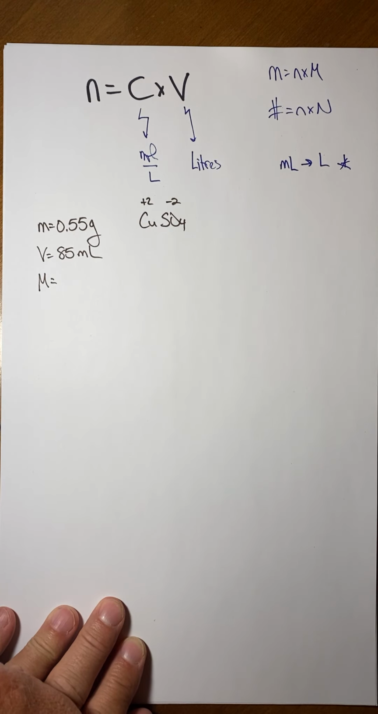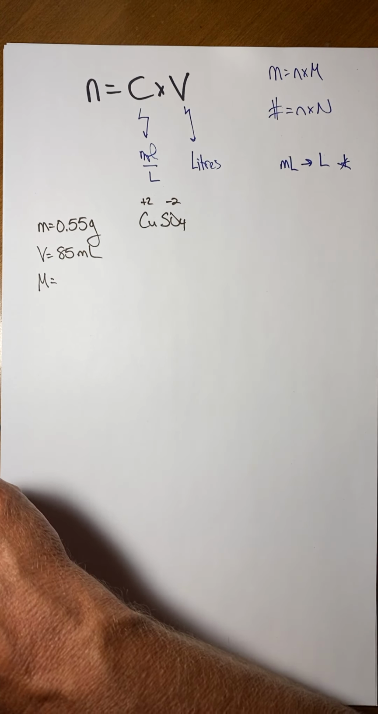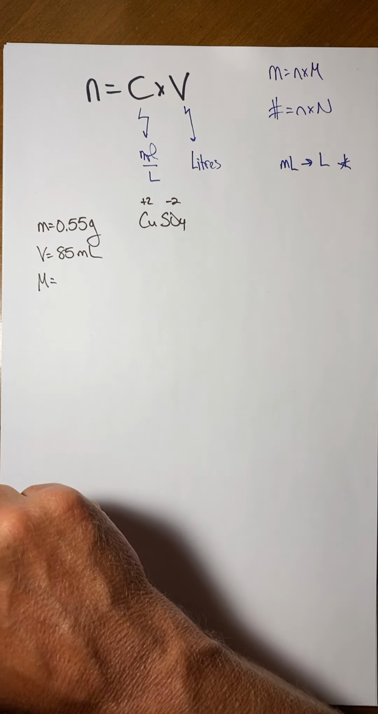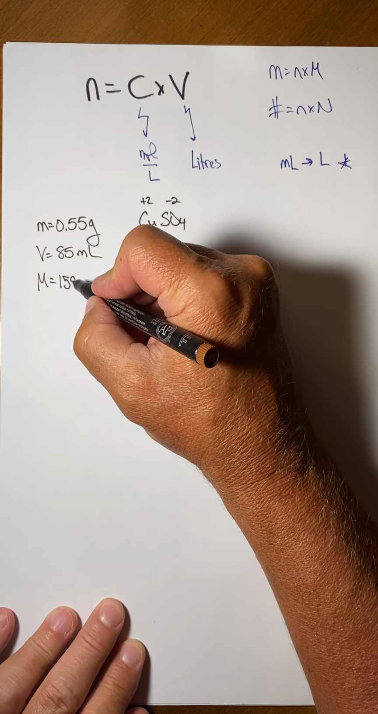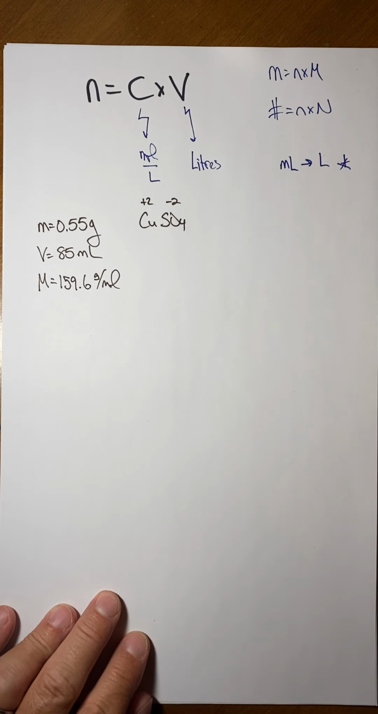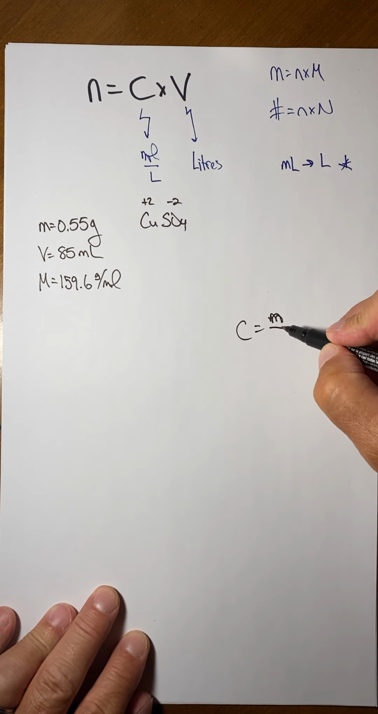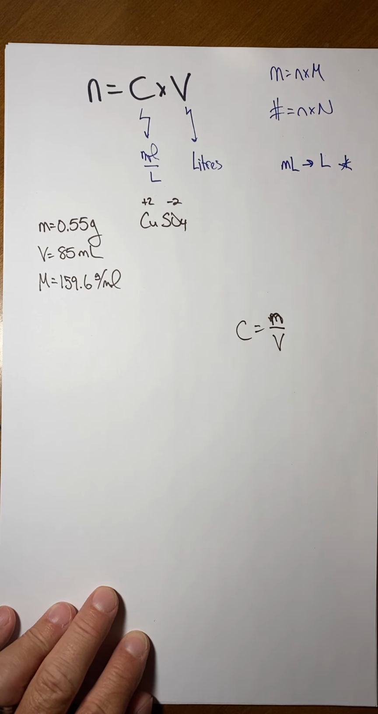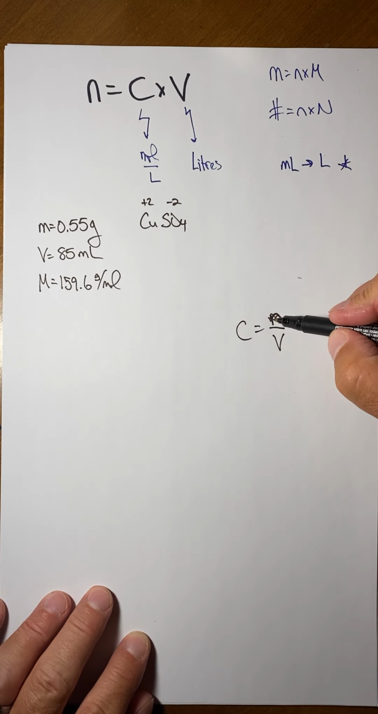So the molar mass: we have 1 copper, so that would be 63.5 plus 32.1, which is the molar mass of sulfur, plus 16 times 4. When I do that, I end up with 159.6 grams per mole. Now the question asks, what is the concentration? If I manipulate this formula, the concentration is little n divided by volume. Now, if you look at the givens, I am given volume, but I'm not given little n. Well, what do we do here?